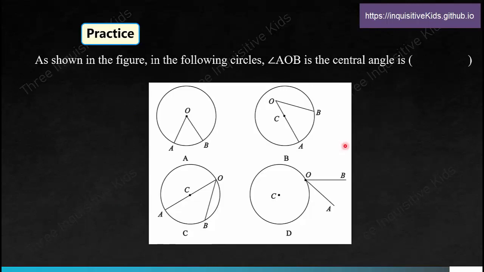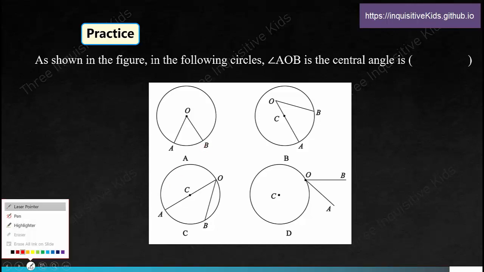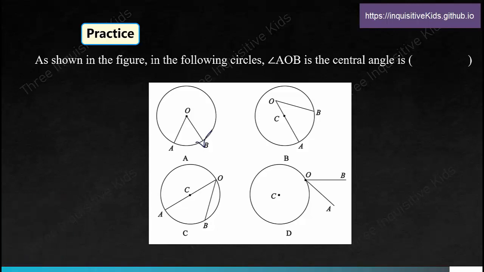So let's do some practice. As shown in the figure, in the following circles, angle AOB is a central angle. From which of these circles is angle AOB the central angle? Well, let's go over them. In figure A, angle AOB has its vertex at the center of the circle. So A would work, and we know that's probably the answer. But we can't be sure yet because we still have to check the others.